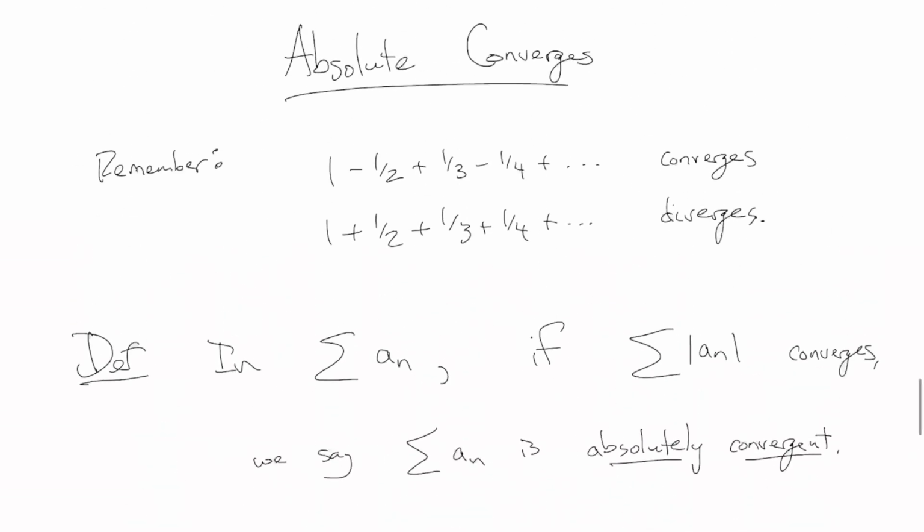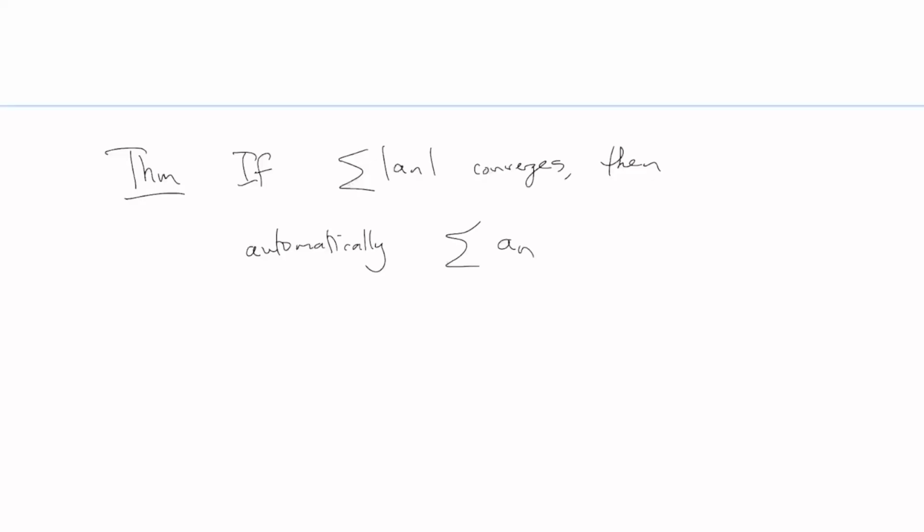It can be the case that the original series converges, but the absolute series diverges. The other way around cannot be true. That's because if the absolute one converges, automatically the original one converges. That's what the theorem says. It says if the sum of the absolute value of a_n converges, then automatically the original one converges. The sum of a_n converges.